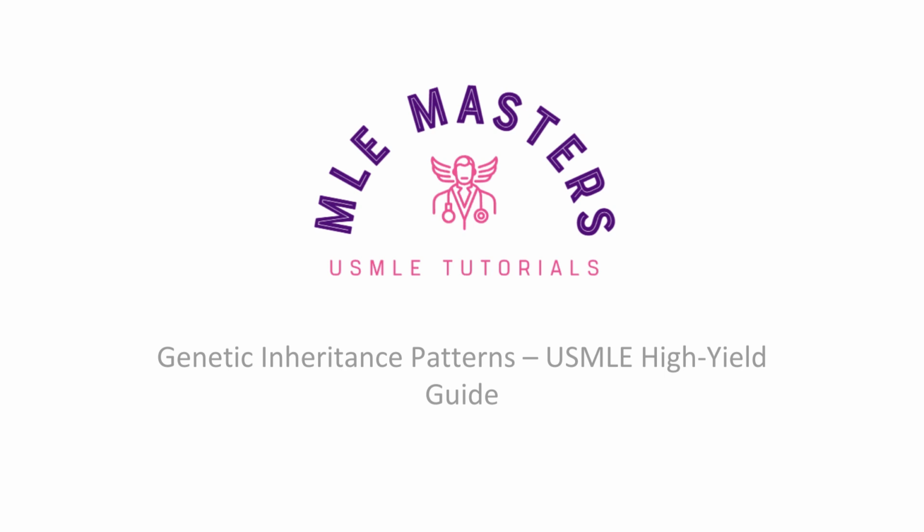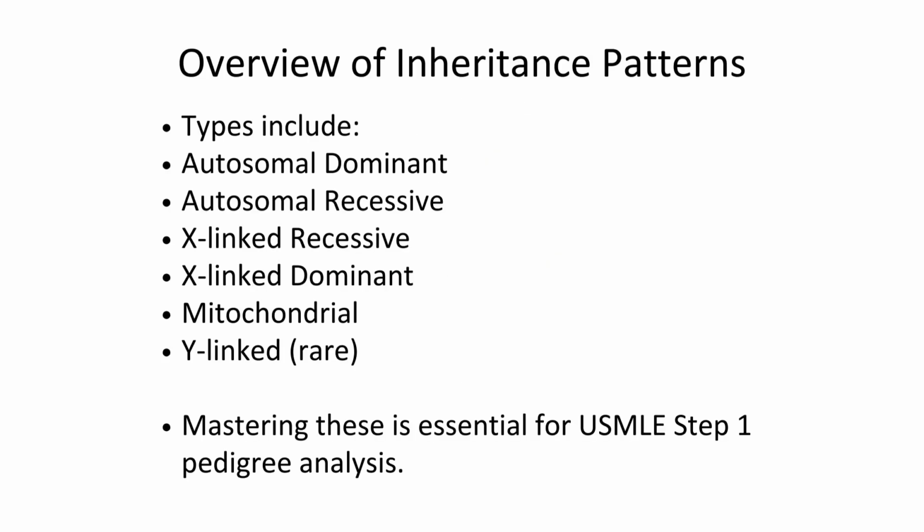Inheritance patterns. Understanding these concepts is not just essential for Step 1, but also forms the basis of clinical diagnosis and pedigree interpretation. Genetic inheritance patterns explain how traits and diseases are passed across generations. In this video, we'll go over the major types: autosomal dominant, autosomal recessive, X-linked recessive, X-linked dominant, mitochondrial, and even the rare Y-linked pattern. This foundational knowledge is crucial to cracking pedigree-based questions and clinical scenarios on the USMLE.